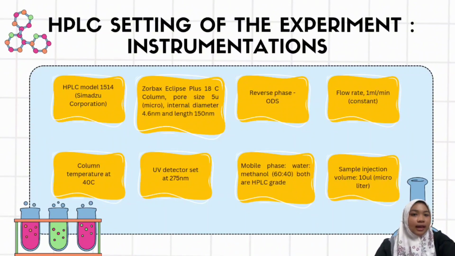UV detector set at 275 nanometer. Mobile phase, which is water and methanol, and the ratio is 60/40. Both are HPLC grade. Sample injection volume is 10 microliter.